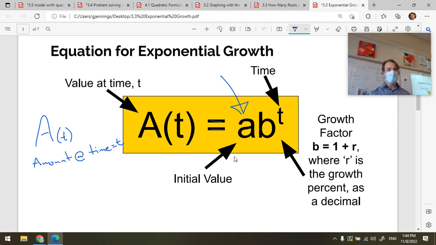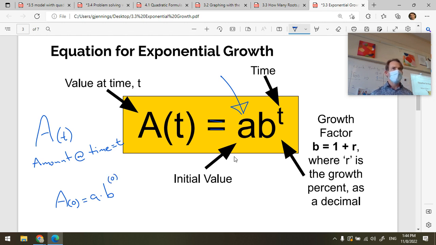Let's take a look at why this function will have an amount at time 0 of A. If I have A at 0, then that will be equal to A, which is that number there that we're talking about, multiplied by B. B is called the growth factor. We'll talk about that in a second. Raised to the power 0.